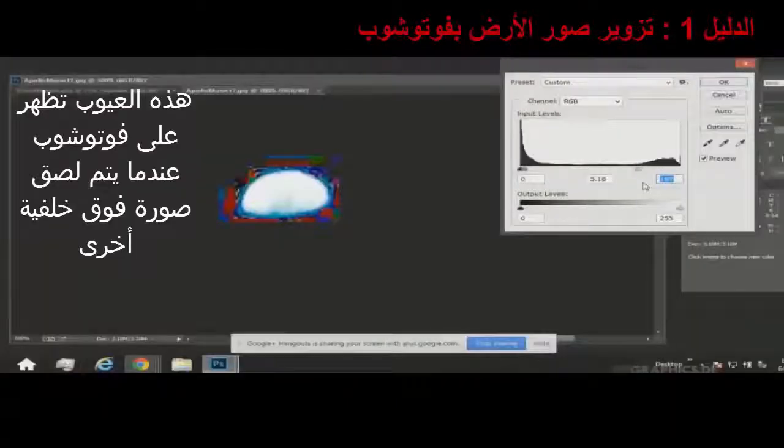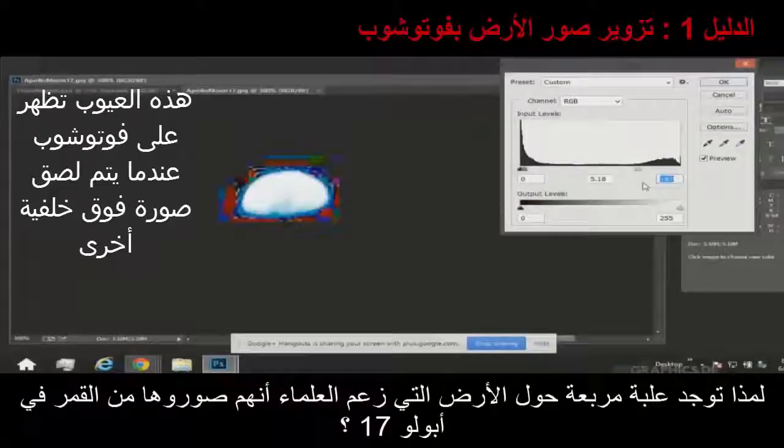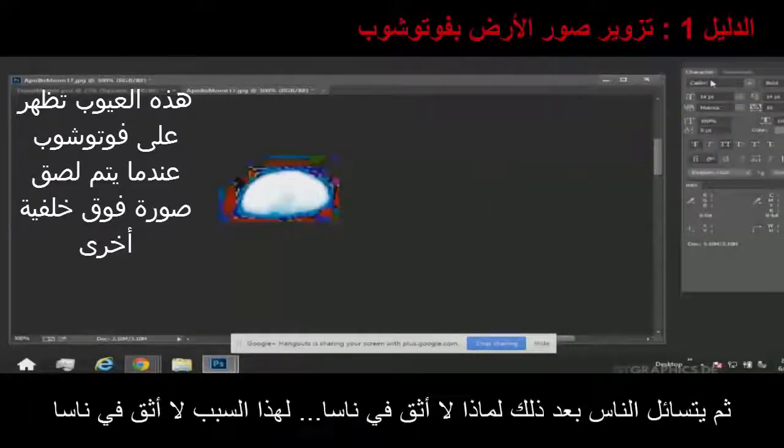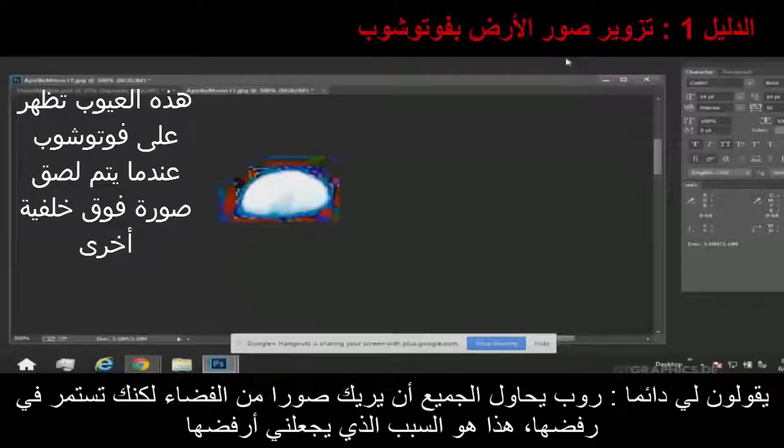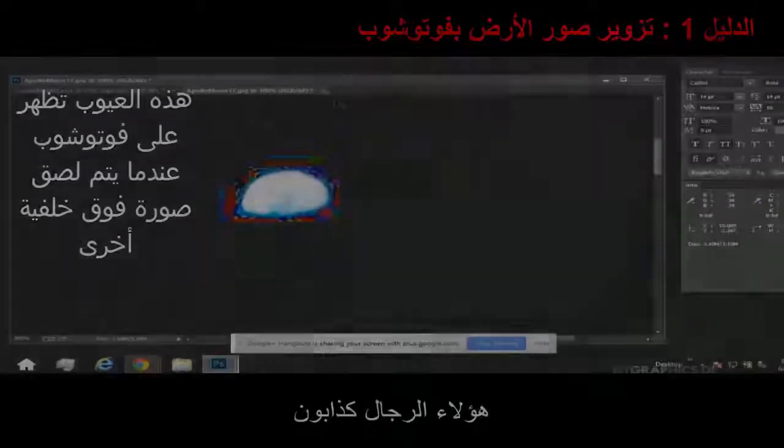Why is there a square box around the Earth, allegedly taken by the scientists on the moon in Apollo 17? And people wonder why I don't trust NASA. That's why I don't trust NASA. They're always out there saying, you know, Rob, everybody's trying to show you stuff from space and you keep rejecting it. This is why I reject it. These guys are liars.